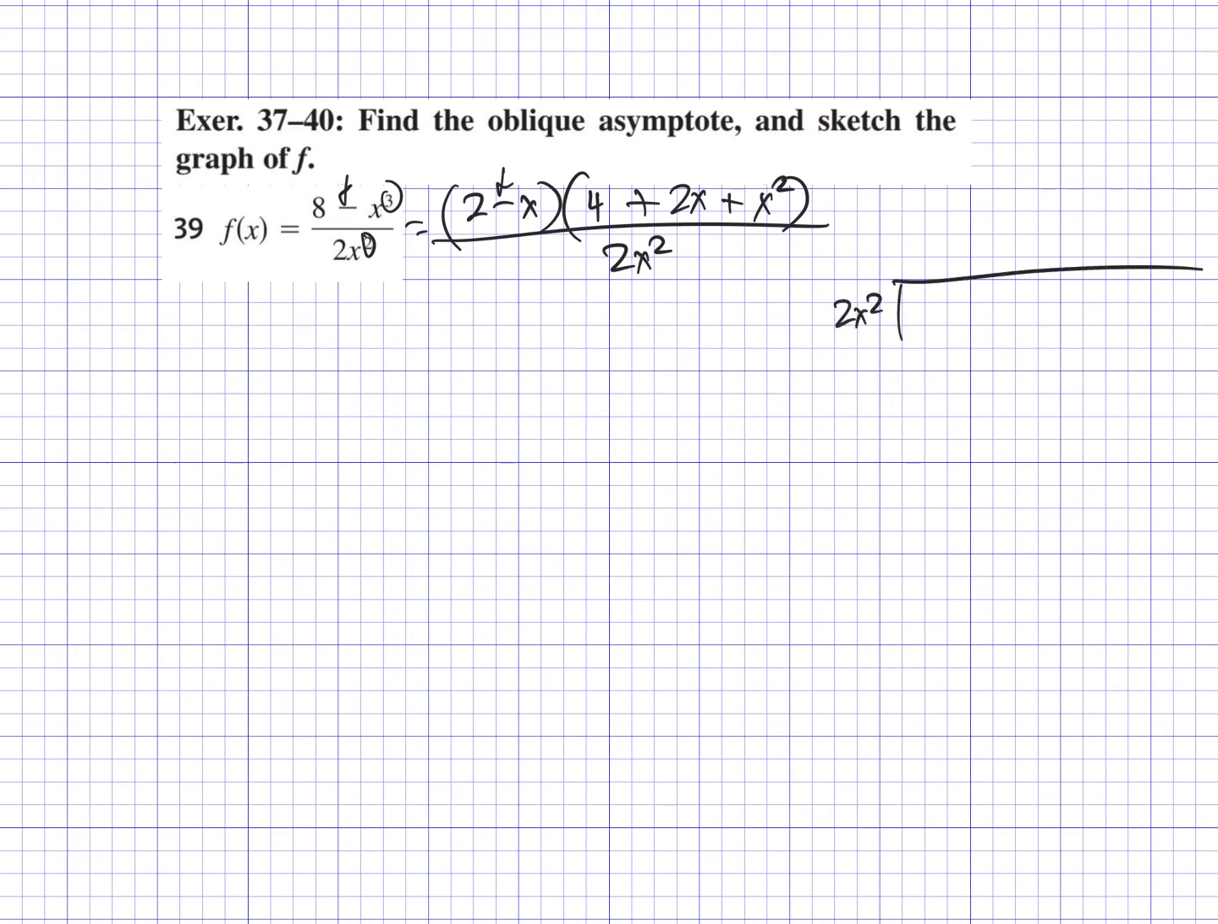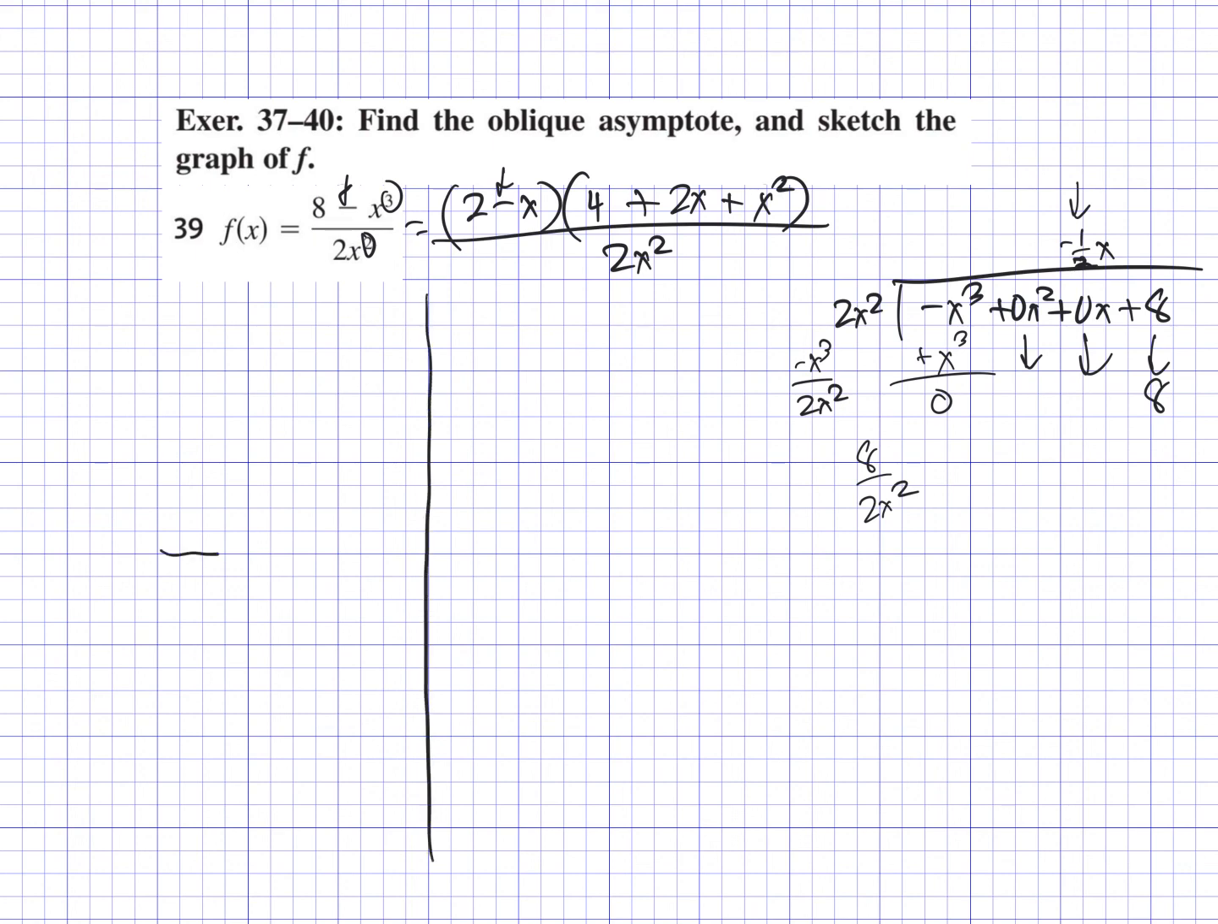I know I'm getting ahead of myself, so negative x cubed plus 0x squared plus 0x plus 8. So negative x cubed divided by 2x squared is going to be negative 1/2 times x. And so that's going to be our slope. So negative 1/2 x times that is going to be a positive x cubed. All right, and we subtract, negative x cubed, we subtract, you change it. Drop down the next ones, 0, 0, okay. So we have 8. Nothing goes into 8. 8 divided by 2x squared doesn't work. So we have negative 1/2 x is our slope of our line, or slanted asymptote.